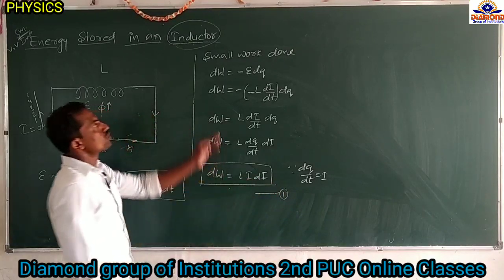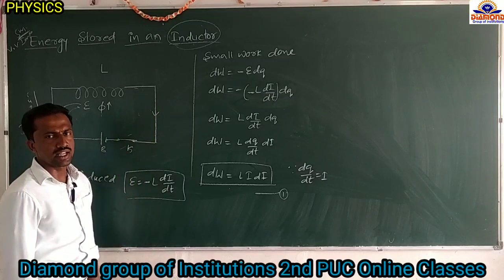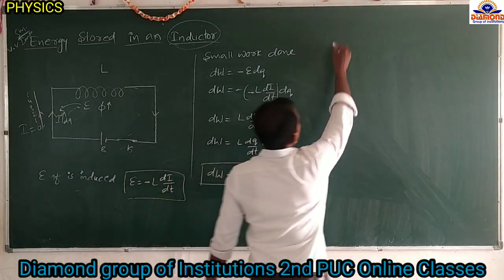This is for small work done when some charges are transferring to establish the current. Next one, total work done.